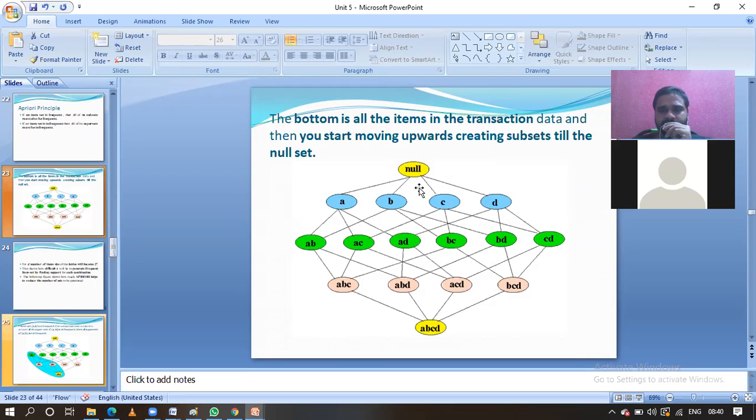Here is the lattice structure for four items. At the top we will have the null item set, and at the bottom we will have all the items. In the one item sets, only one item will be there, like A, B, C, D. In the two item sets, two items will be there, in different combinations. This is the three item sets, and finally we have the four item set. All four items will be there in the leaf. This is the overall lattice structure for four items.